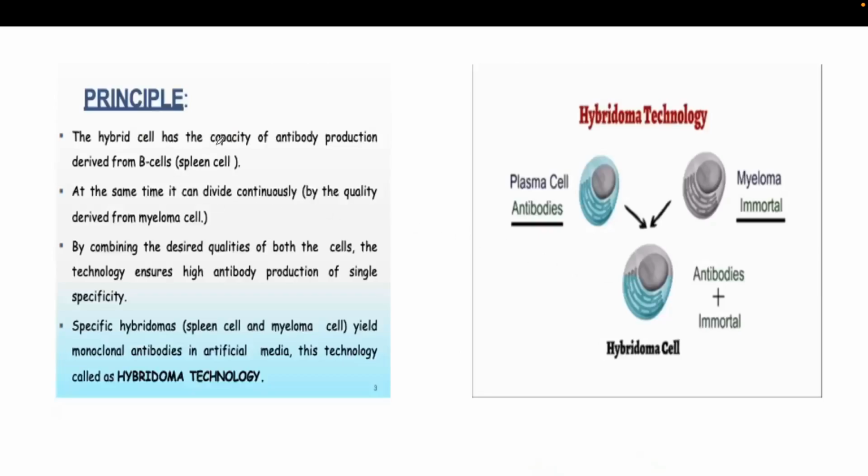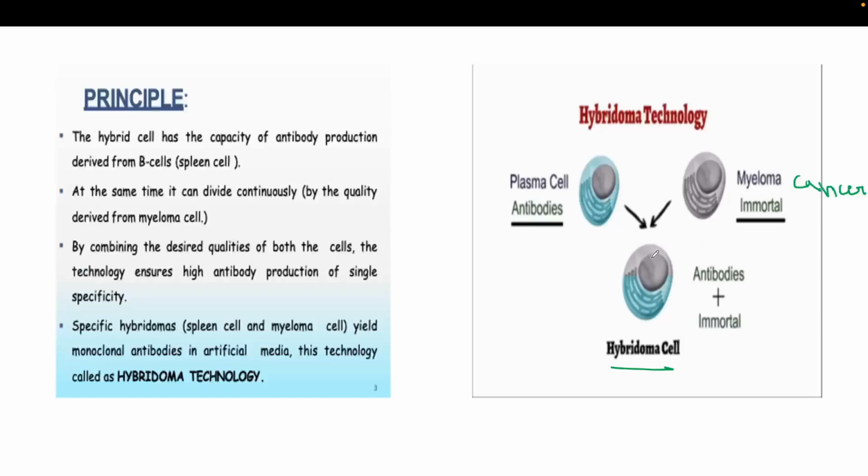So as I told you, the principle of hybridoma technology is that here one cell, which is called the plasma B cell, produces the antibody, and one myeloma cell, which is a cancerous cell, is immortal in nature. Okay, and when we fuse these two cells together, it creates the hybridoma cell or hybrid cell, which has the property of antibody production as well as immortality.